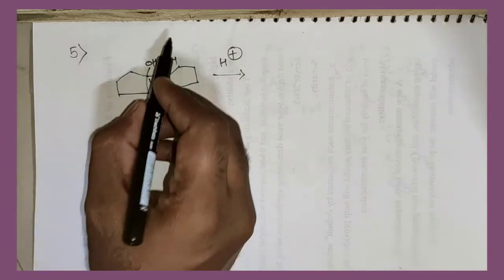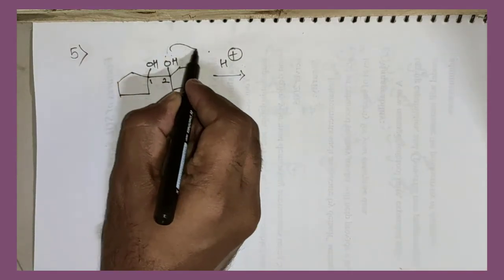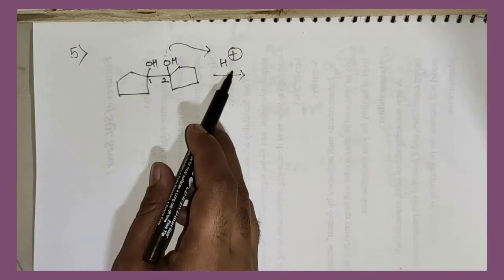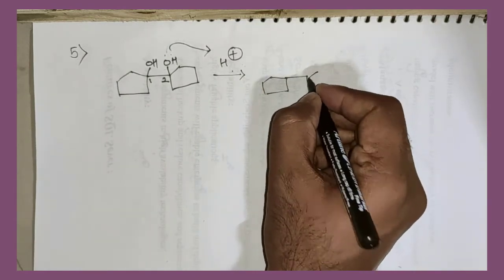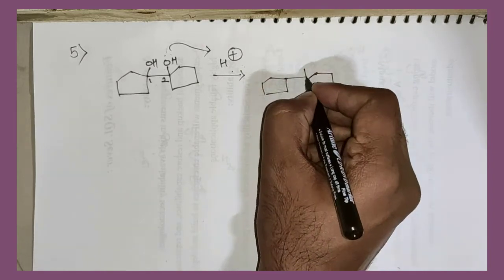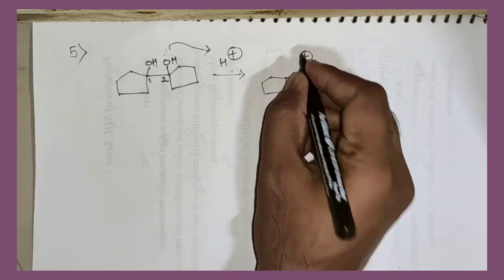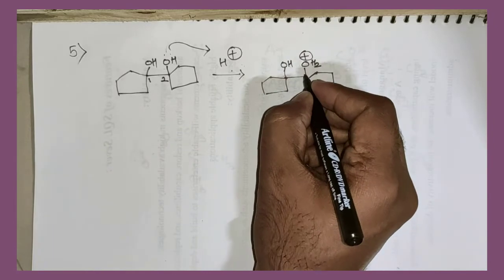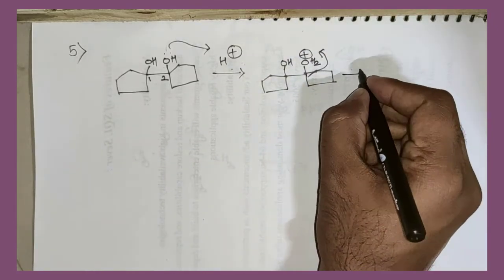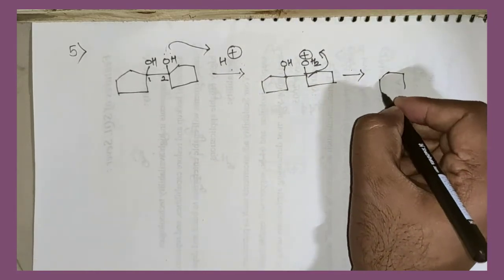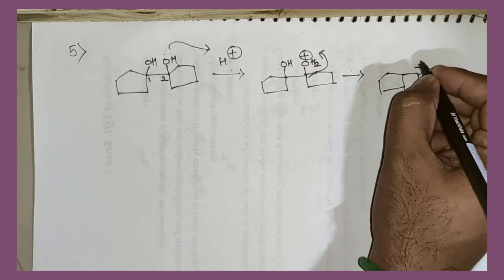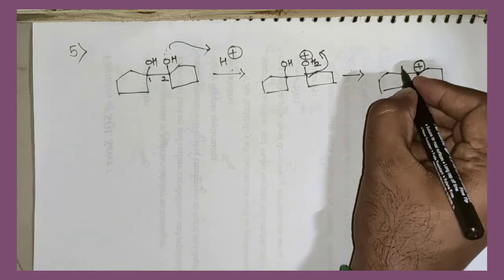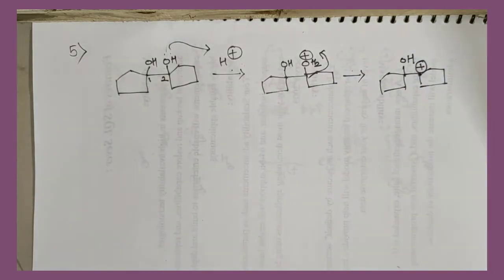So first of all, attack of lone pair of oxygen on H plus. So first of all it is converted to OH2 plus, here OH as it is. Now this OH2 plus removes from the molecule as a water molecule, right. So now this carbon is positively charged, and here OH as it is, right.